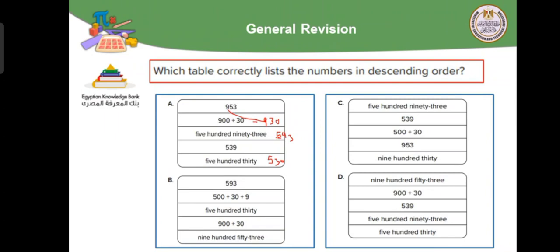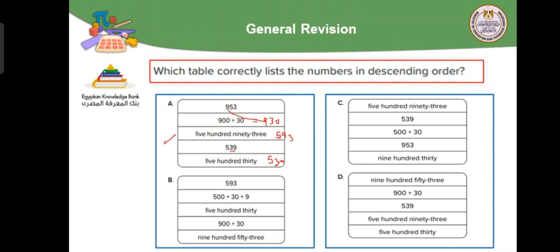593 less than 930. Yes. Up here, 539 less than 593. Yes. Then 530 less than 539. Yes. So number A will be correct, chosen for descending order. Okay, so the first one is correct.